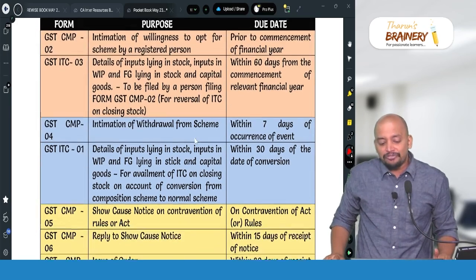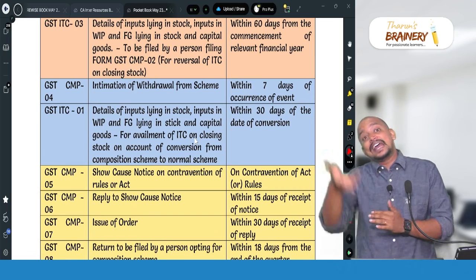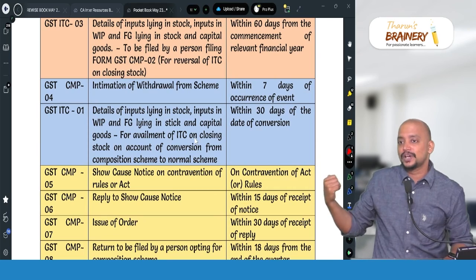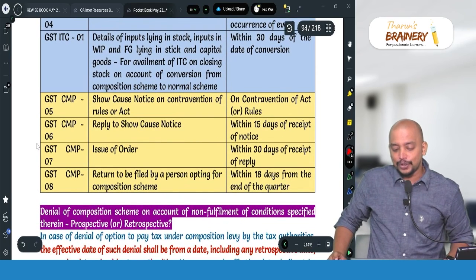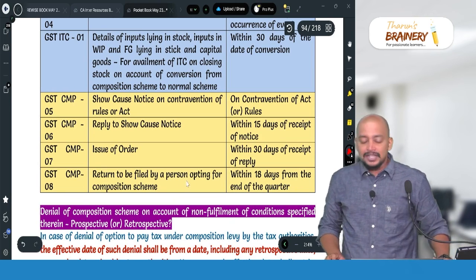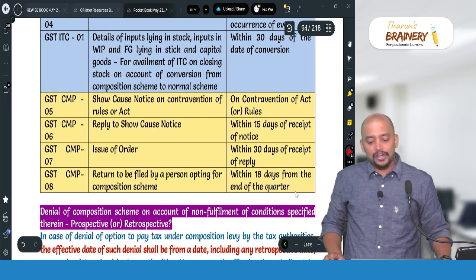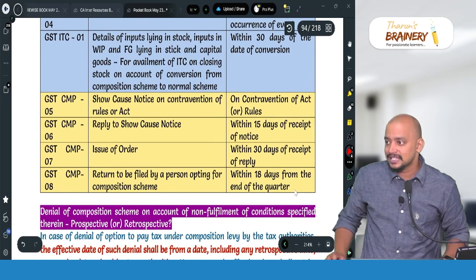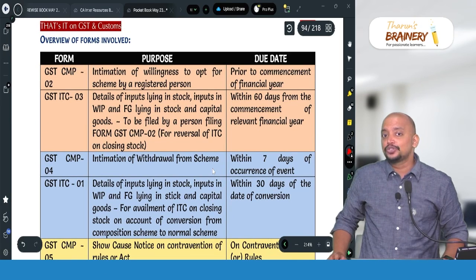And CMP4: whenever you are coming out of the composition scheme, you can avail the ITC on closing stock. Therefore CMP4 and ITC1 is one combination. Then CMP5 show cause notice, 6 reply to notice, 7 issue of order, and 8 is a return to be filed. What is the time limit for filing CMP8? 18th of the month following every quarter. Notice, no time limit. Reply to notice, 15 days. And order, 30 days.